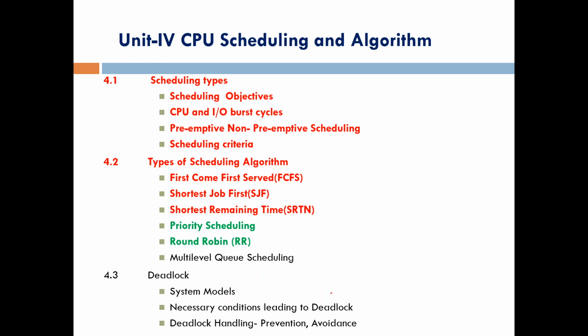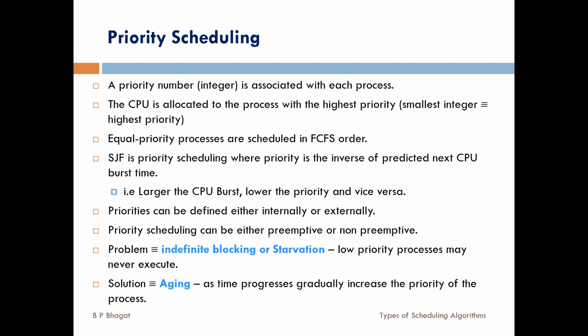So in the previous part, we already discussed first come first serve, shortest job first and shortest remaining time, these three algorithms. Now in this session, we will discuss the priority scheduling and the round robin scheduling. Now, the priority scheduling algorithm.